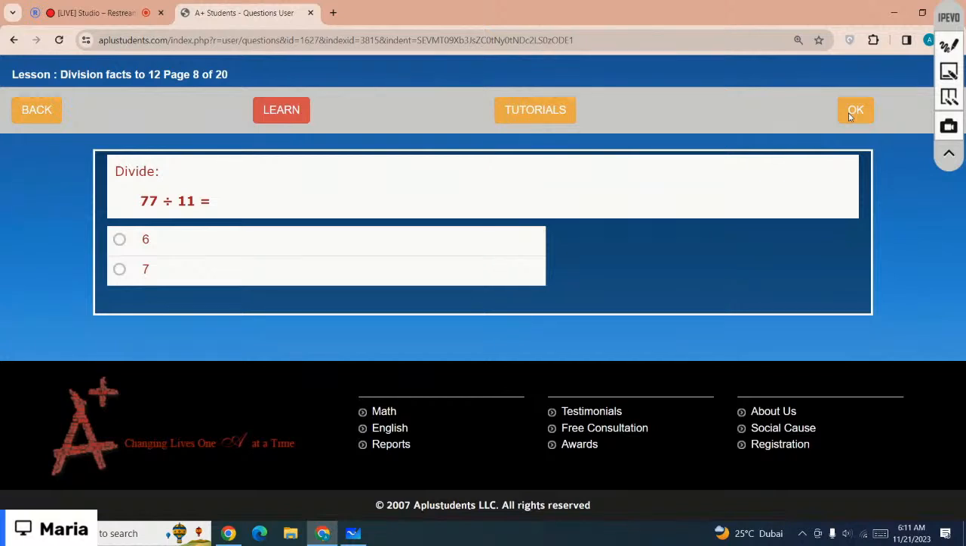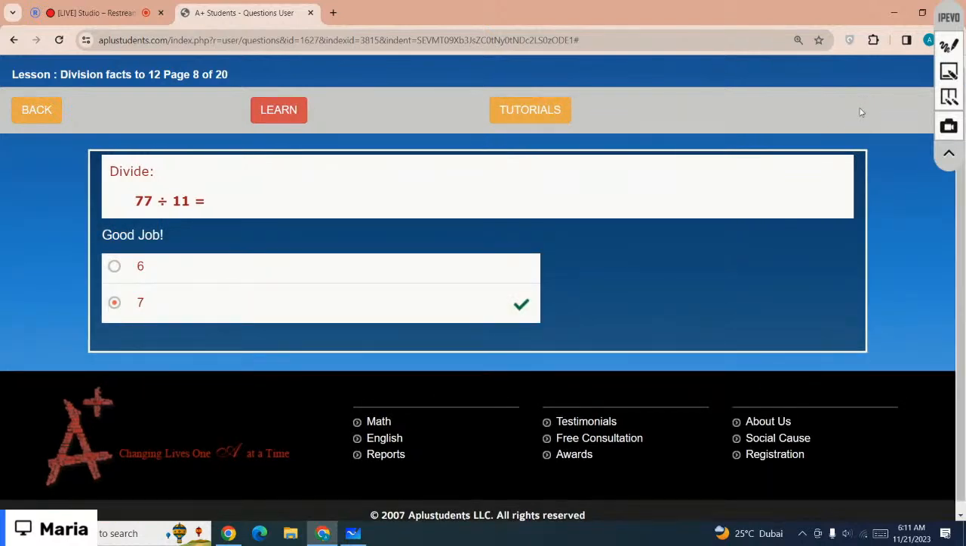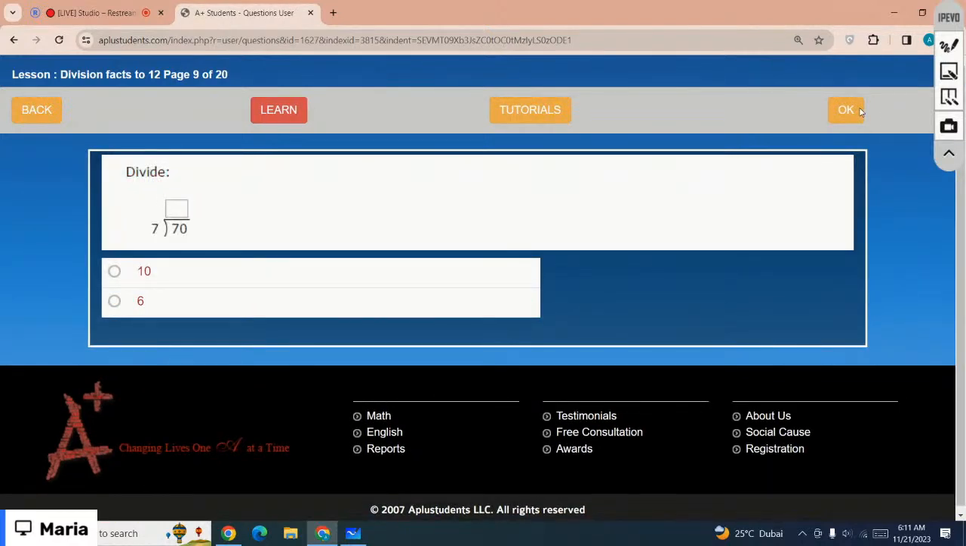Okay, the next one is 77 divided by 11. 11 times what number is 77? 11 times 7 is 77. So the correct option is 7. We're working on the chapter division. Okay, you can complete the lesson by yourself later today. Let me just move on to the next lesson.